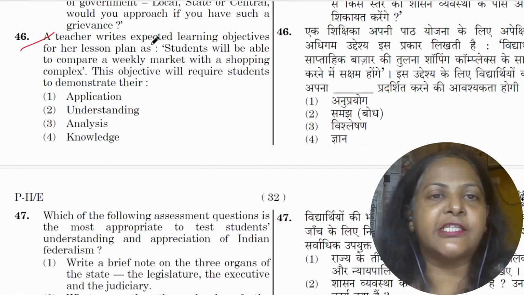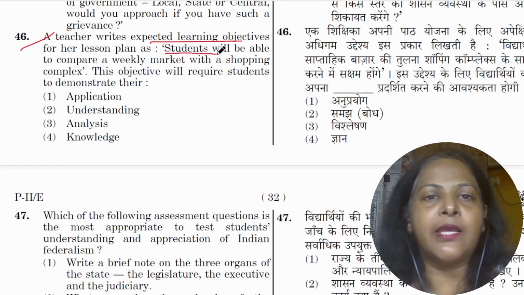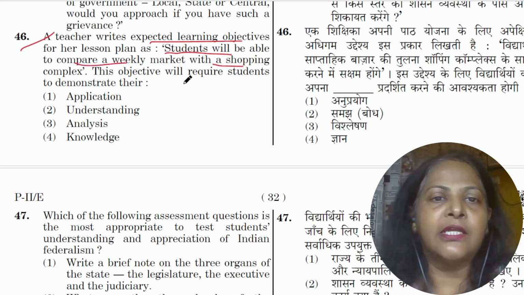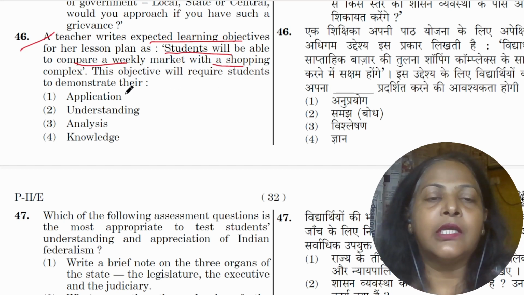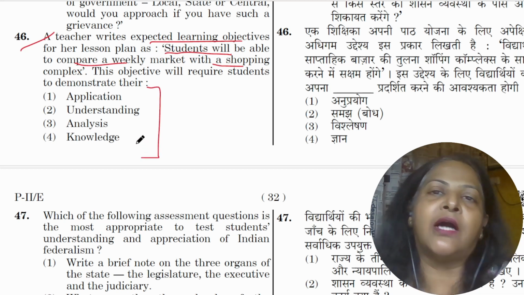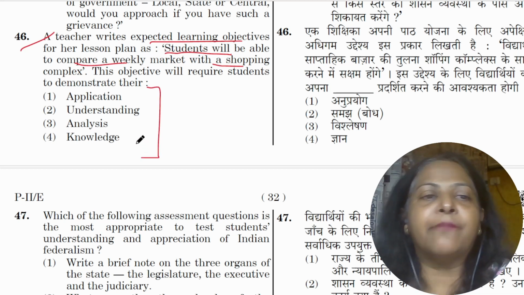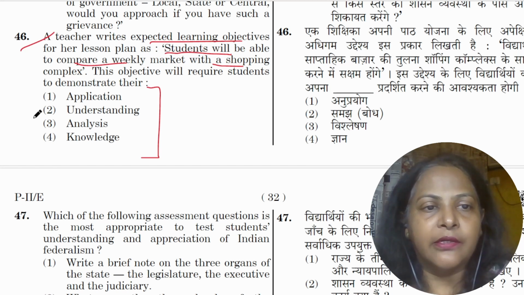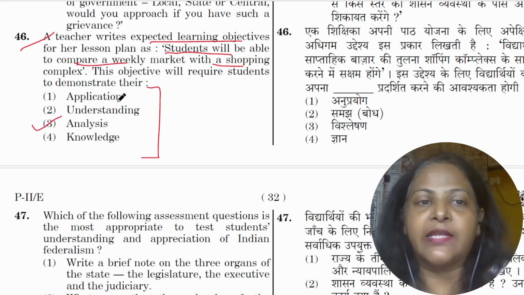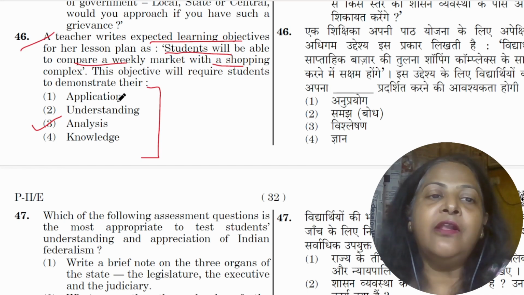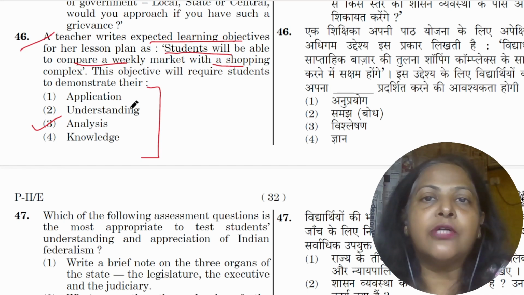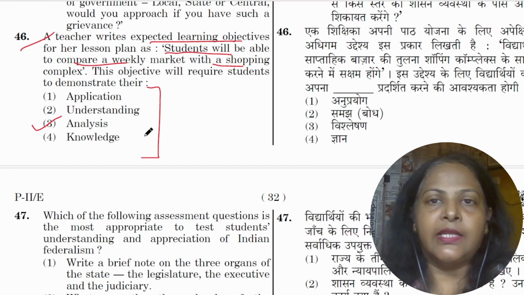A teacher writes expected learning objectives for her lesson plans as students will be able to compare a weekly market with a shopping complex. This objective will require students to demonstrate. So directly the levels are being asked, and you are being asked that being able to compare something, what level does it come under? So this comes under the analysis. When you can analyze, when you're in the analyzing level of the cognitive domain, you will be able to compare and contrast few things.